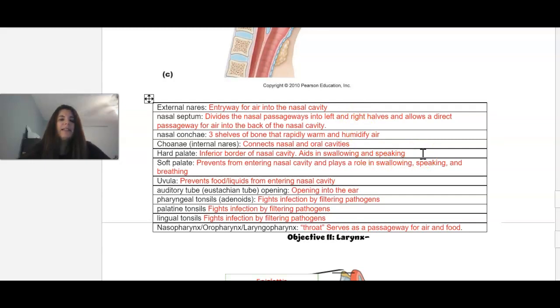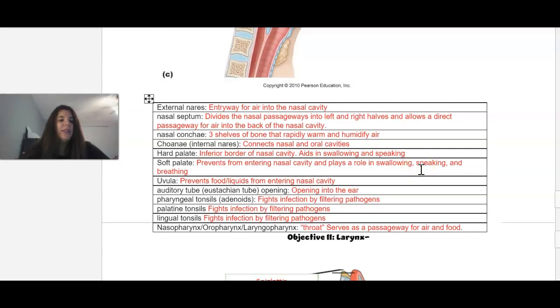That's your hard palate. It's the very bottom border or inferior border of the nasal cavity, and it plays a role in swallowing and speaking. And then the soft palate, if you push your tongue back far enough, you can feel when that hard palate starts to become more fleshy. That's the soft palate.